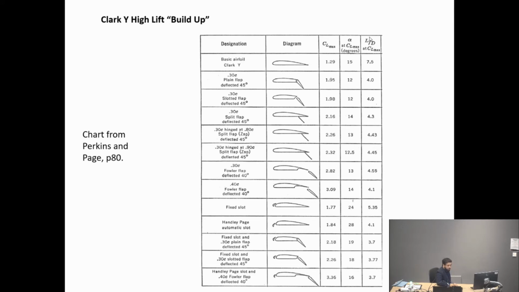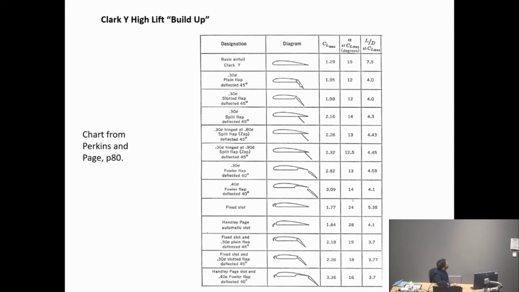And also, remember I was talking about L over D, right? So, for example, let's start from the clean one. CL max 1.29, usually, to be honest, that's not good for any modern aircraft. You really need much higher than that. So the L over D is 7.5, for example.